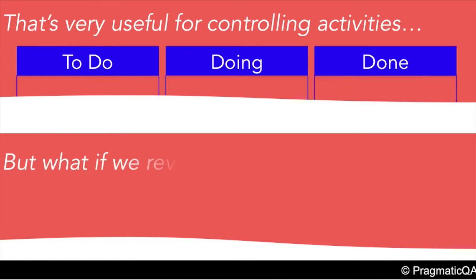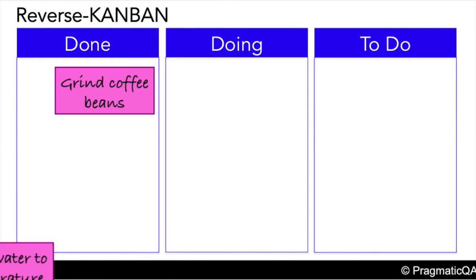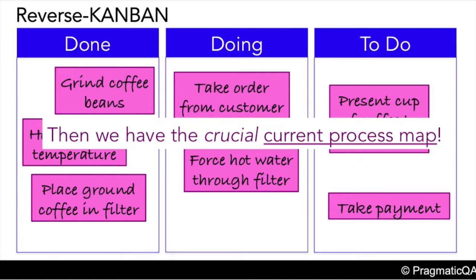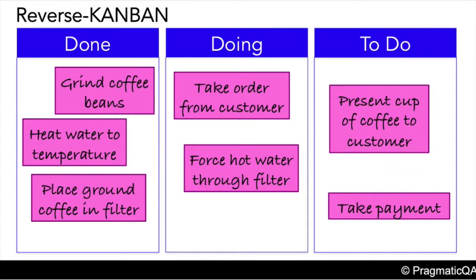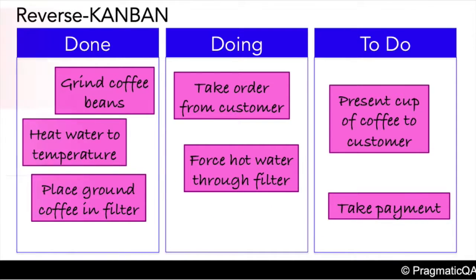However, what if we reverse the columns? So we start with done, go through doing to do. That's a kind of reverse Kanban. Now you can see the activities in time order. And it is the crucial current process map. It's crucial because we can use it for planning, improving our efforts, lowering costs and satisfying customers better.